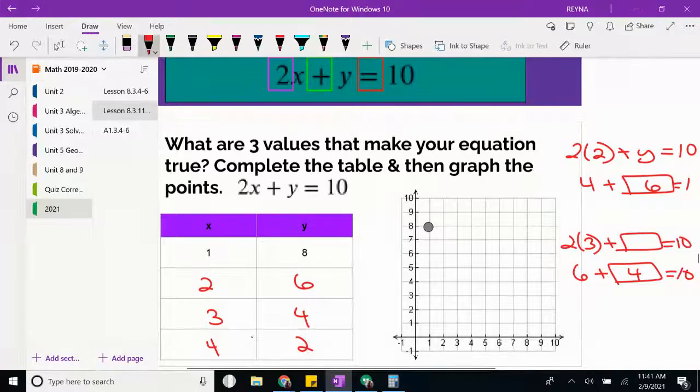So each time we go up, it decreases by 2. So decrease and decrease. Decrease by 2. Decrease by 2. And if we kept going, decrease by 2.